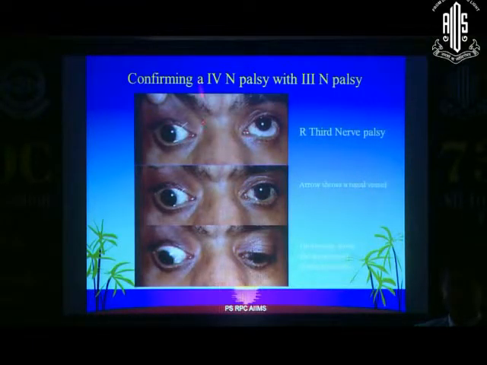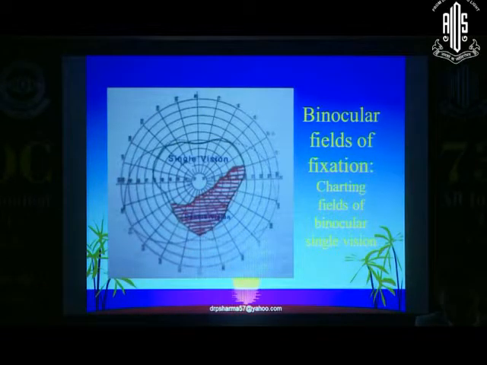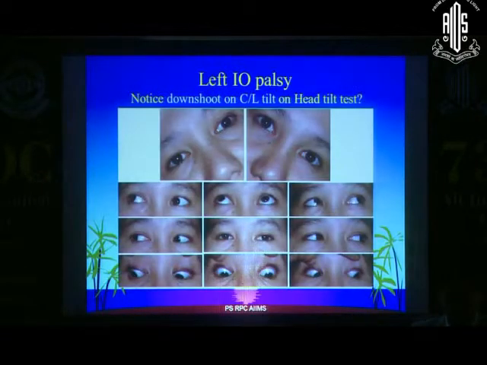And lastly, just for the students, you remember when we have a third nerve palsy and you have to look for a fourth nerve working normally or not, you need to focus your attention on the nasal vessel and ask the person to look down and see the intorting nasal vessel. So that will tell you. And never forget to do the binocular fields of fixation.